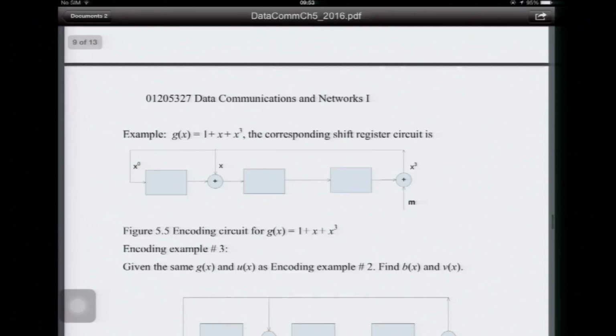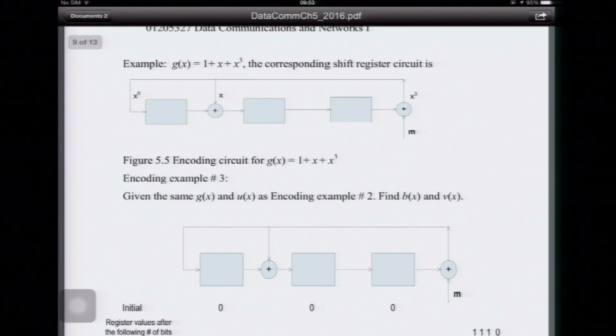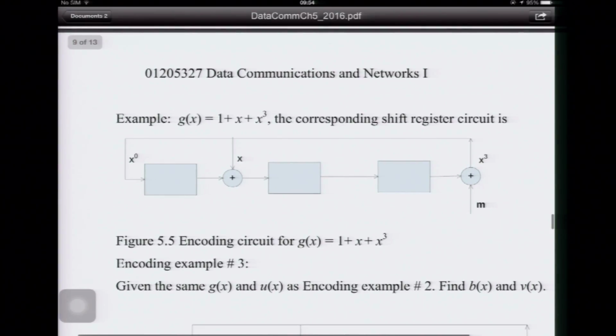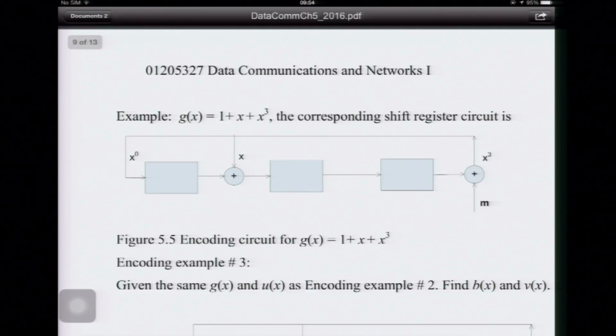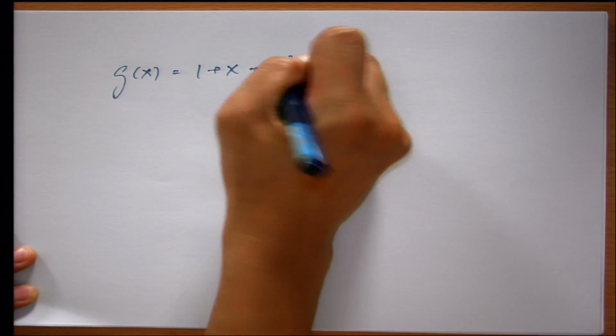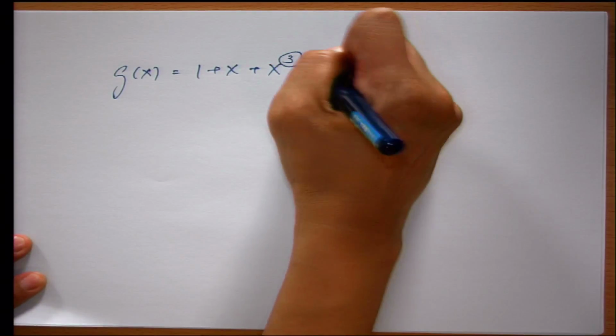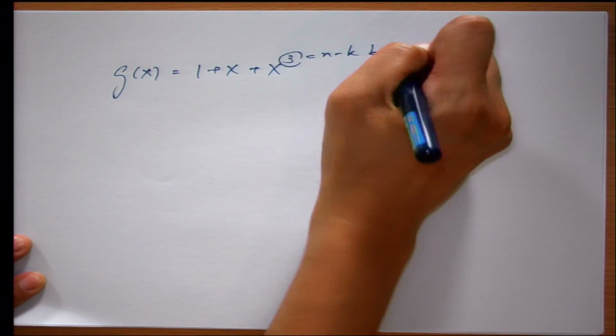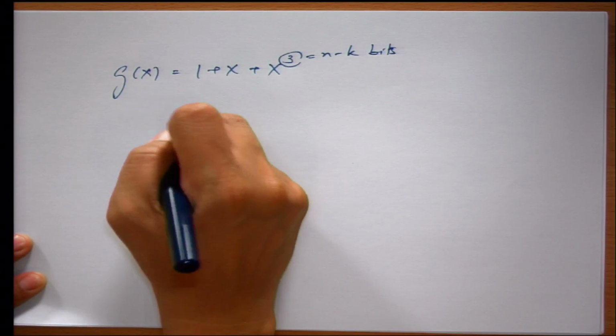For example, if g(x) is equal to 1 plus x cubed, the corresponding chip register is like this. You can see that the left-hand side is the least degree of x. Okay, so x to the 0 is the left-hand side, and then x to the 1, x squared, and x cubed. I will show you here. You have g(x) is 1 plus x cubed. What you do is that you have this equal to n minus k bits. Okay, so you have to have a register circuit which is 3 blocks.